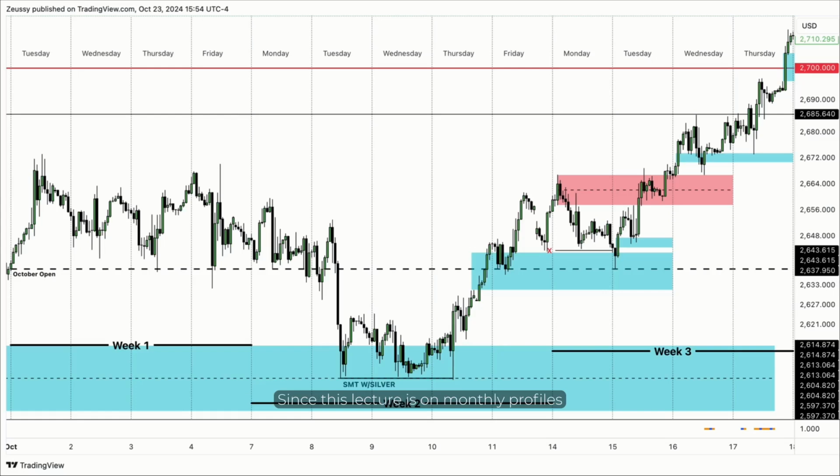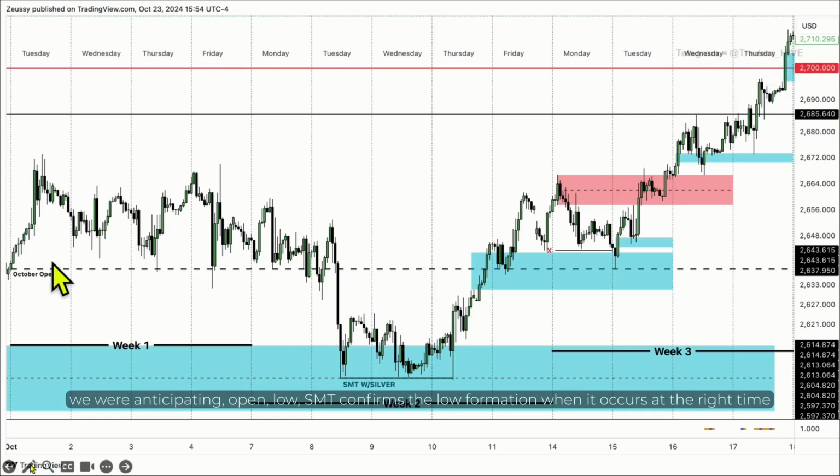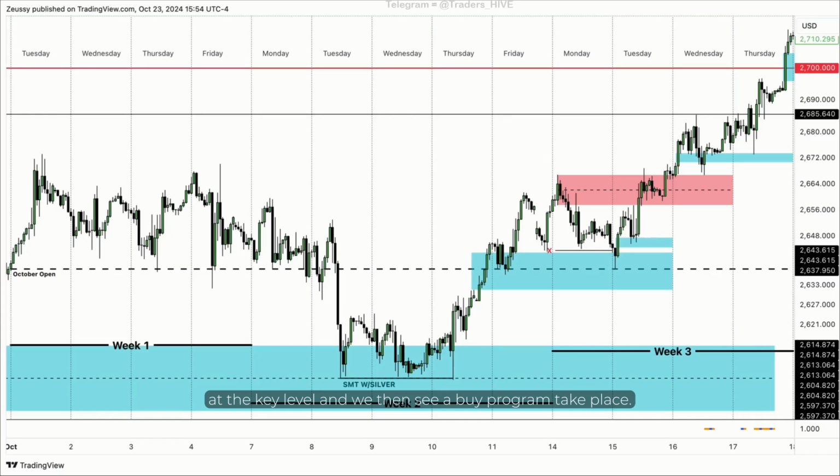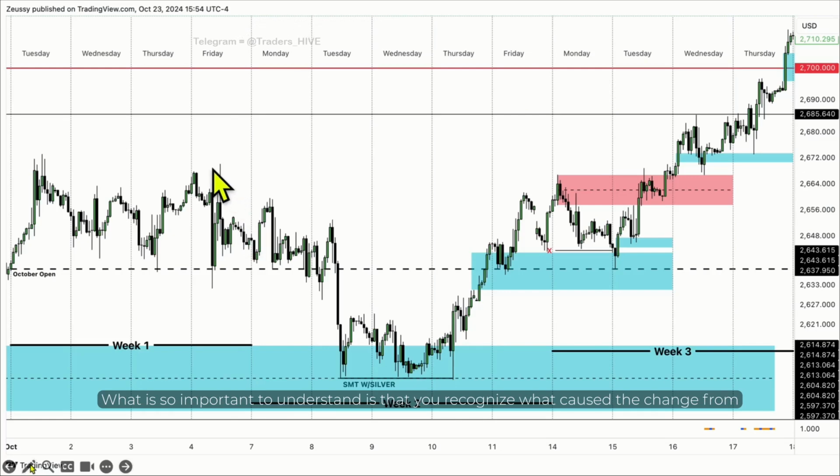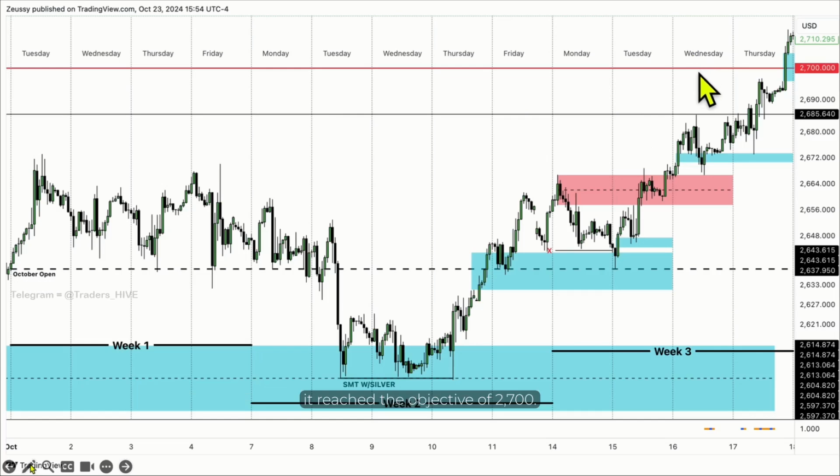Since this lecture is on monthly profiles, we're not going to zoom into the daily delivery and such, but I need you to understand that based upon the monthly profile, we were anticipating open, low, SMT confirms the low formation when it occurs at the right time, at the key level, and we then see a buy program take place. What is so important is that you recognize what caused the change from sell program into buy program on the higher time frame chart. Eventually, gold dropped towards that previous month's high, which was right here, and it reached the objective of 2700.